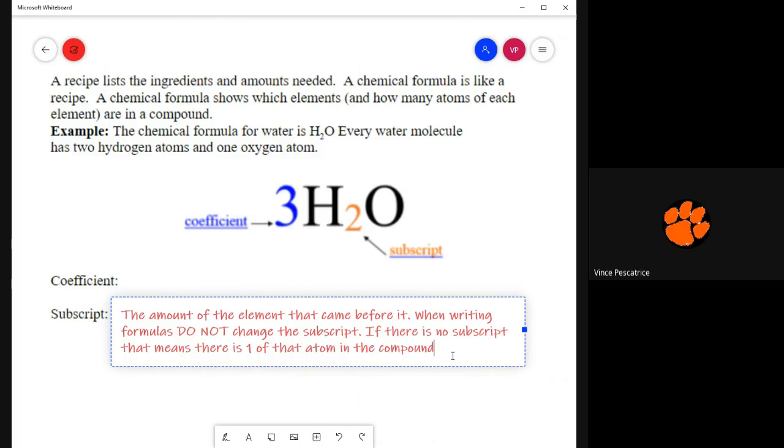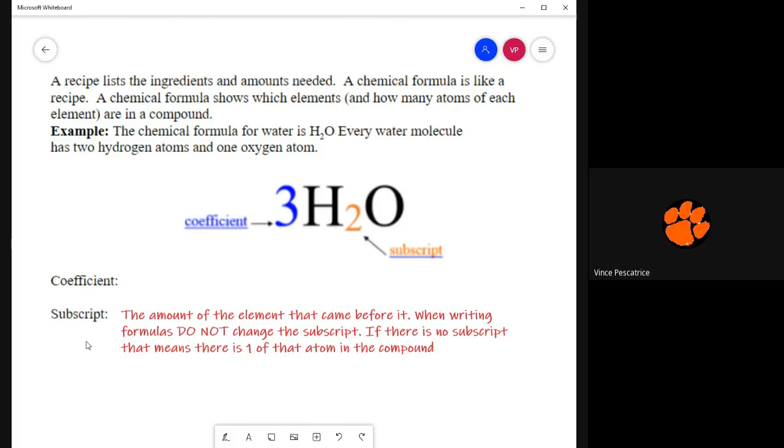That means there's one of the atom in the compound. So the subscript, you cannot change. You can change the coefficients, and we'll get to that later. But you cannot change the subscript.